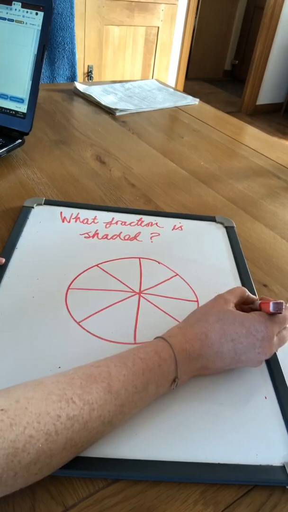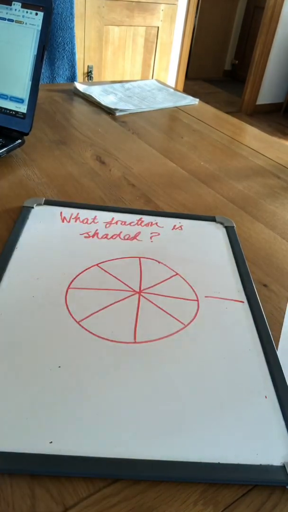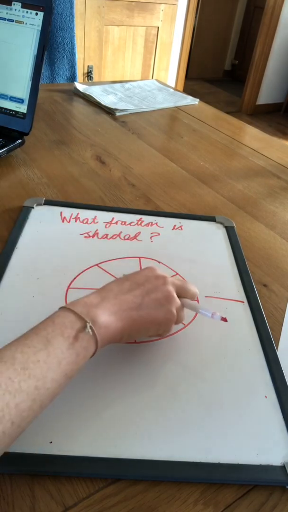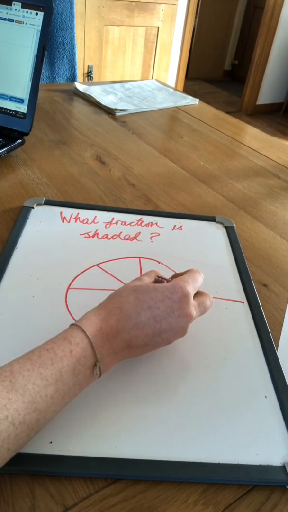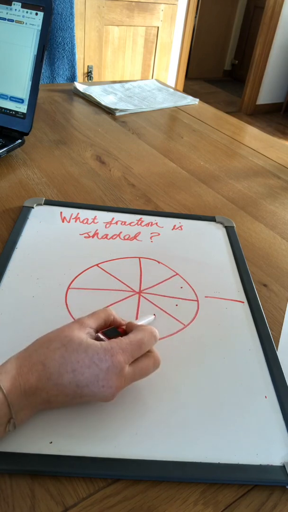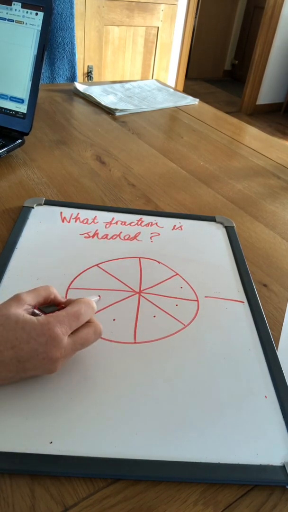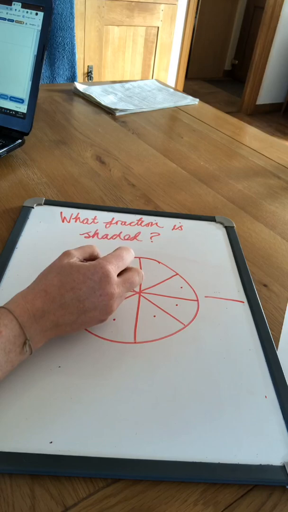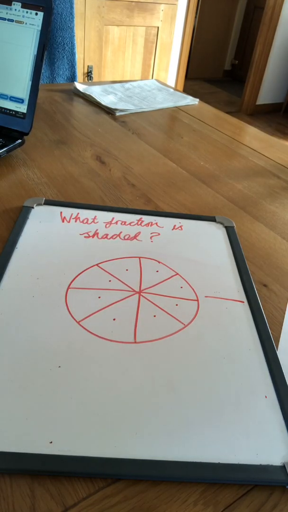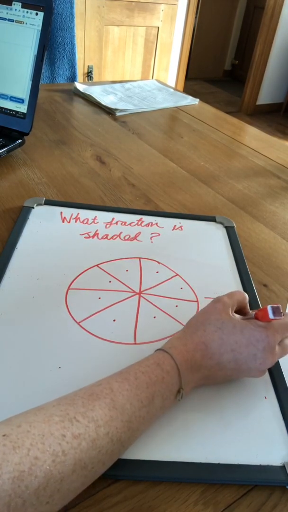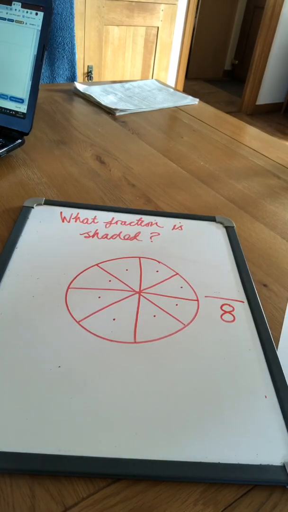So what is going to go on the bottom of our fraction, our denominator? How many have we split it into? Have you counted them? 1, 2, 3, 4, 5, 6, 7, 8. We have 8 this time. So we need to put an 8 on the denominator, on the bottom of our fraction, because we have split it into 8 parts. 8 parts exactly.